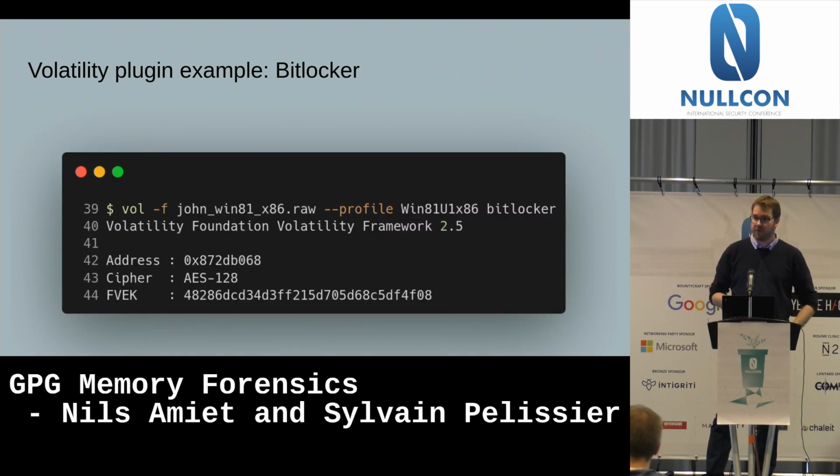When you want to use these plugins with Volatility, here you have an example using an old version of Volatility. The latest one is Volatility 3, but this plugin was made for Volatility 2. The main difference is you have this profile argument that does not exist anymore in Volatility 3. You don't need that anymore. But the idea is you just pass it the file that contains your memory dump and the name of the plugin you want to use, here the BitLocker plugin. And in the output, you see that it finds the FVEK, the full volume encryption key.